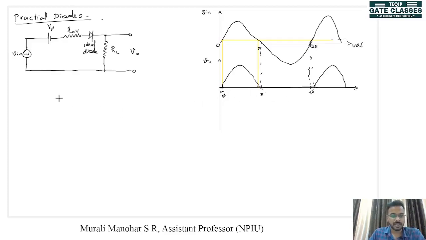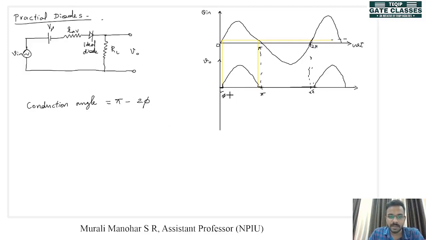Now in this case, we can see that our conduction angle has reduced. So the new conduction angle will be equal to, instead of pi, pi minus 2 phi. From pi, phi is reduced here, another phi is reduced here. So conduction angle is pi minus 2 phi.